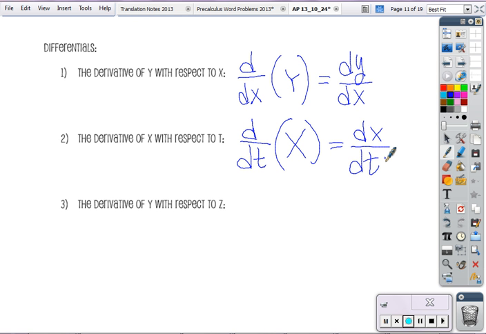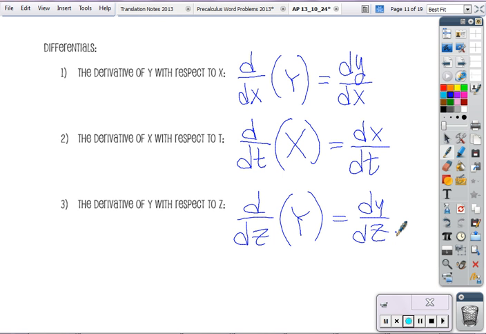The derivative of y with respect to z would be, so why does that work out? Let's back up to this guy, the middle one. If I changed it and said with respect to x, how would I write that? The derivative of x with respect to x. It's 1, which is the original answer you probably would have given.